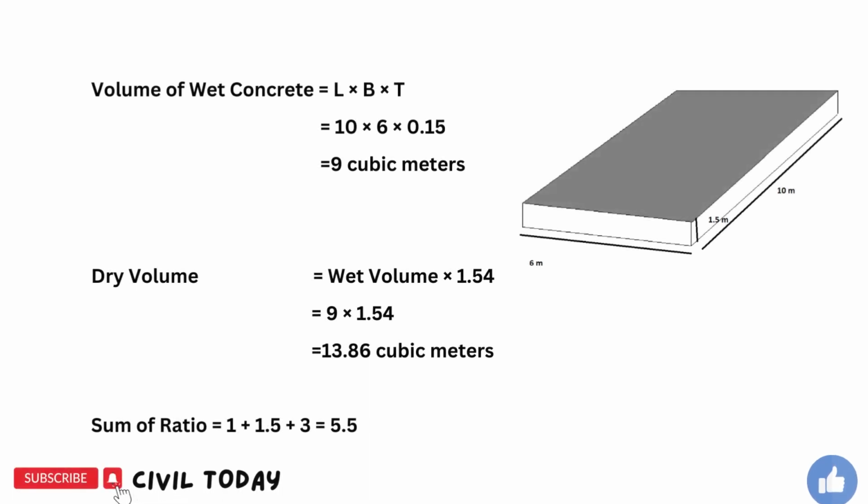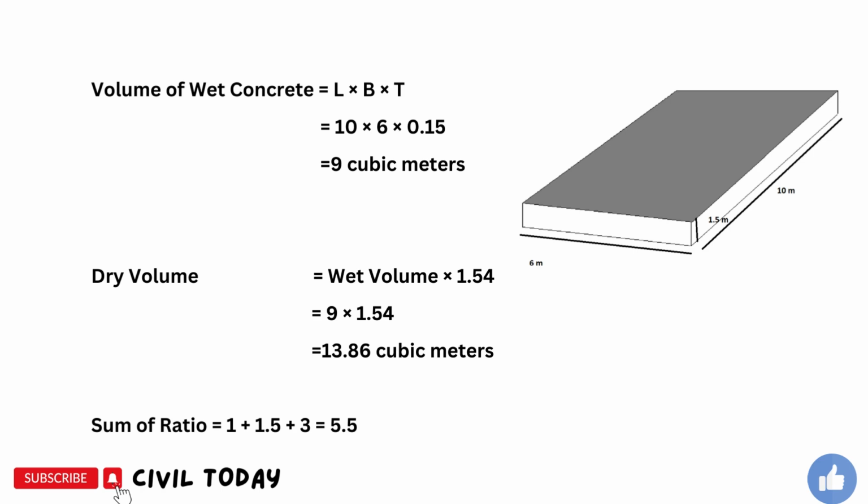First of all, we have to calculate the volume of wet concrete. How can we calculate that? As you can see, length is 10 meters, breadth is 6 meters and thickness is 0.15 meter. If we multiply these, it comes to 9 cubic meters.